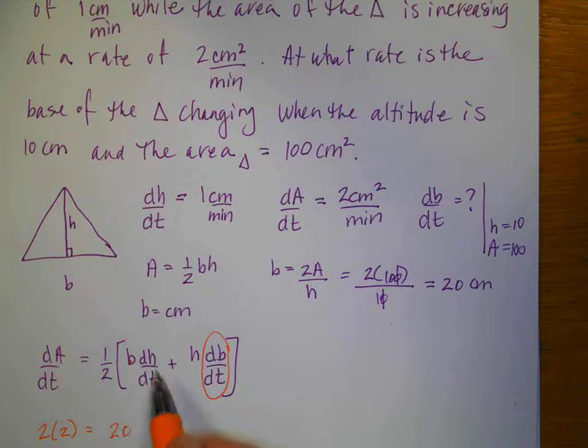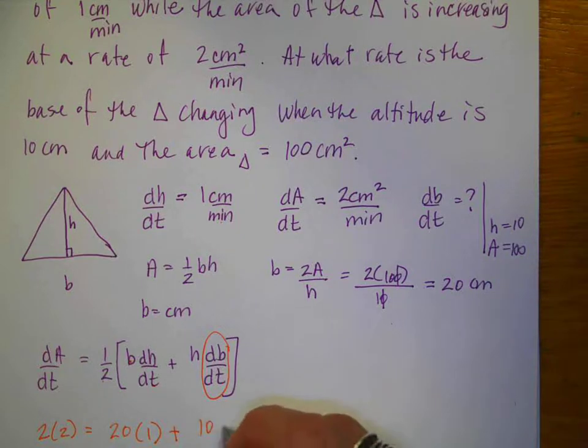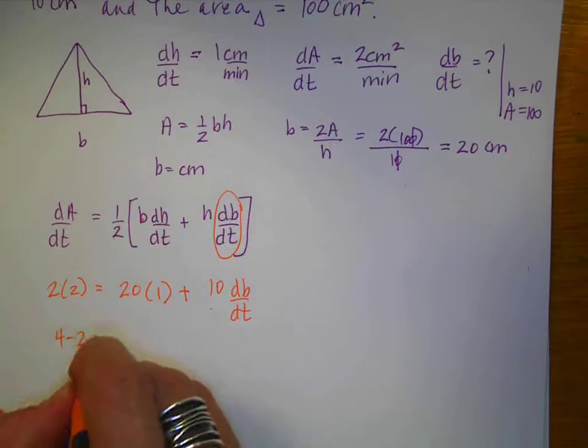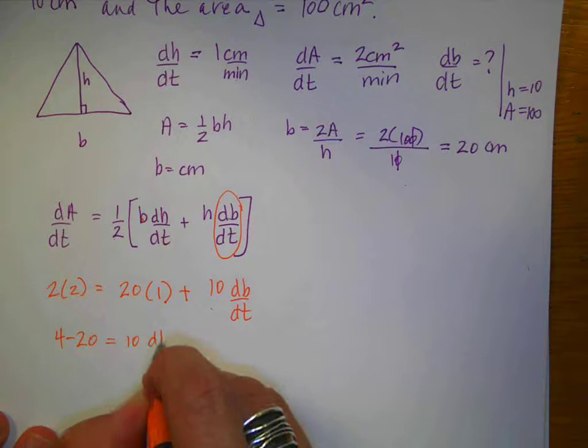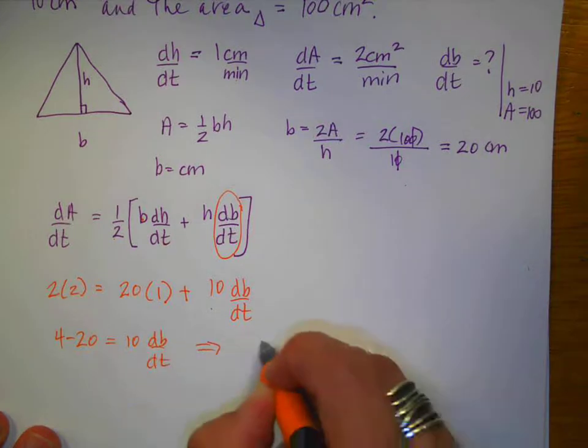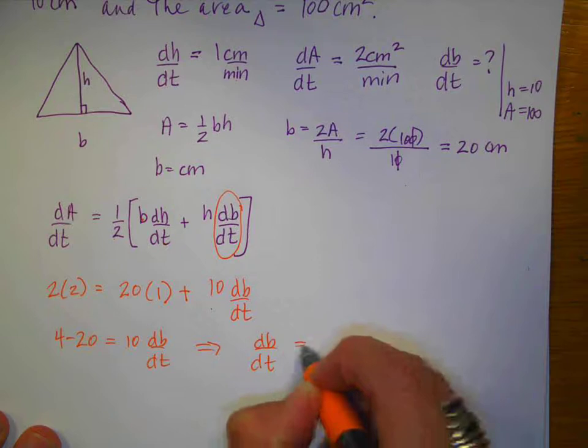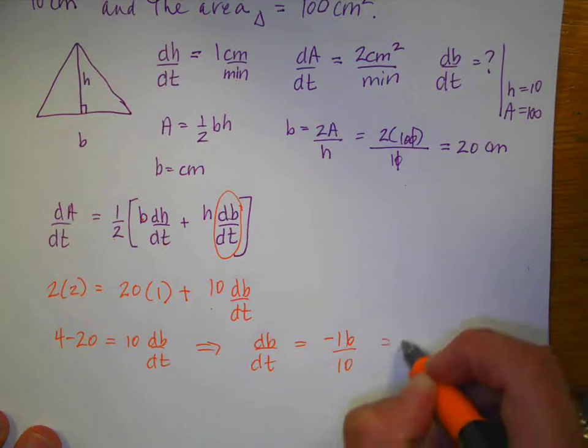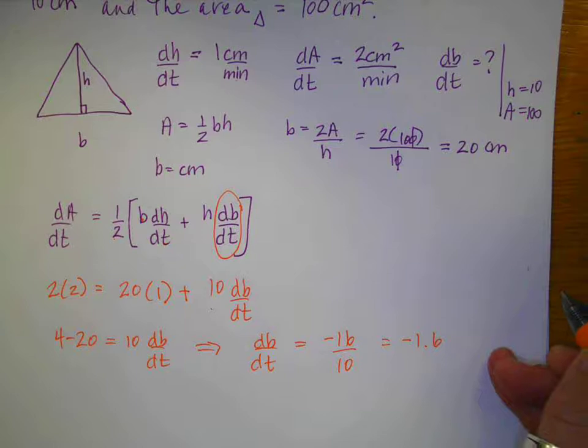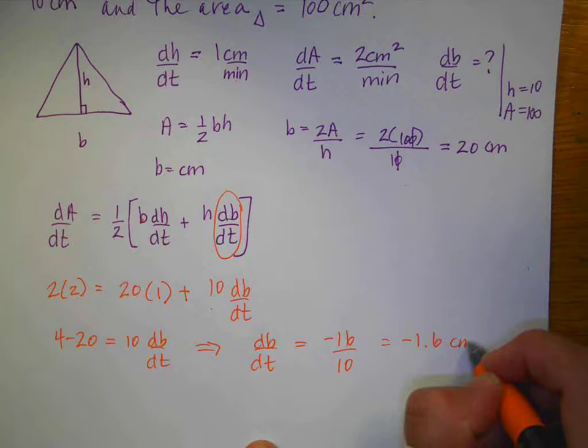So I know that my dA dt is 2, so I'm going to write 2, and I'm going to multiply that 2 by this 2, so 2 times 2, all right? And then over here, the base is 20, and then my dH dt is times 1, and then plus my height is 10, and then I'm trying to solve for dB dt. So then I'm going to get 4 minus 20. Let me scoot it up a little bit, sorry. So 4 minus 20 is going to equal 10 dB dt. So then my dB dt is going to be a negative 16 divided by 10, which is a negative 1.6.